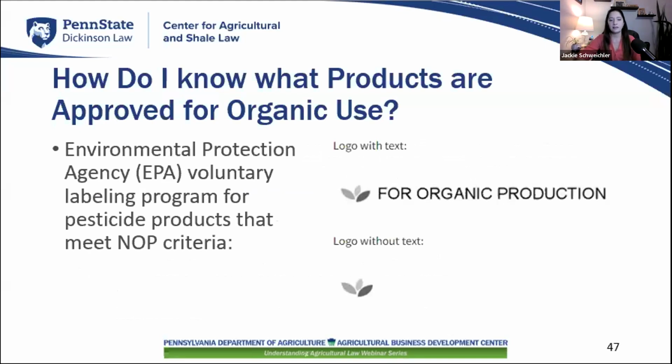Products that are approved for organic use are often labeled with this little cluster of leaves, and it might include the text for organic production. So if you are an organic producer and you see this symbol, it probably means that you're good to go. You can use that.